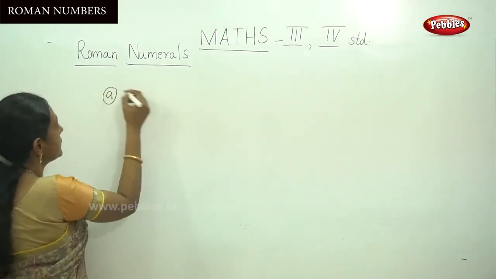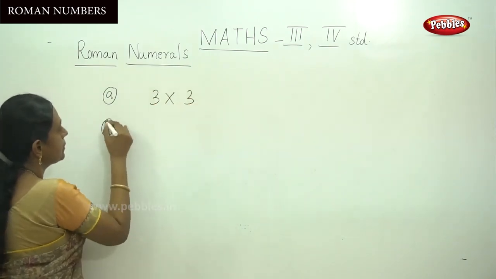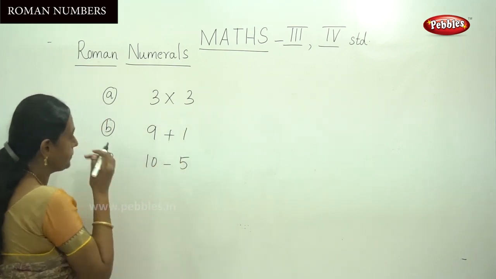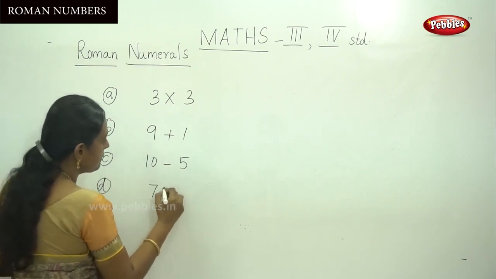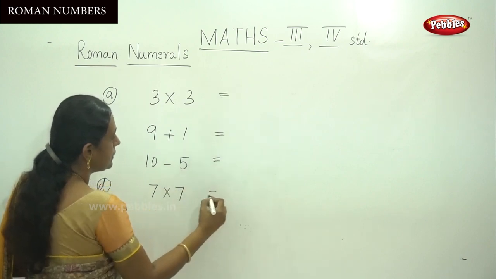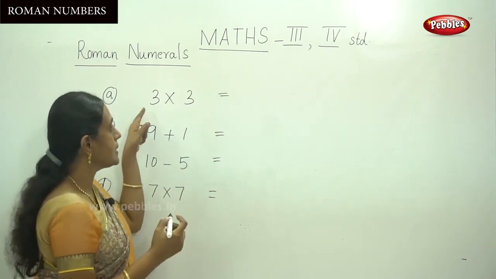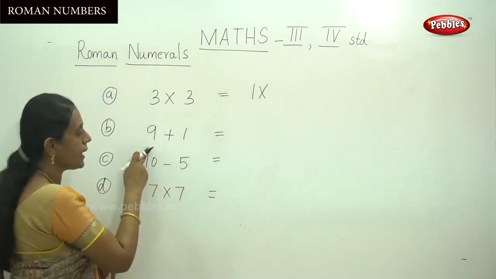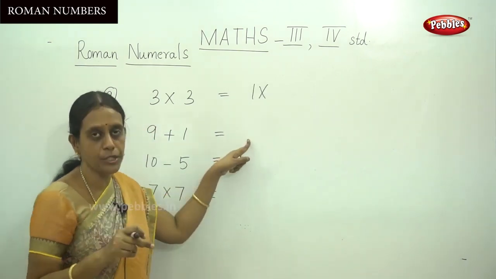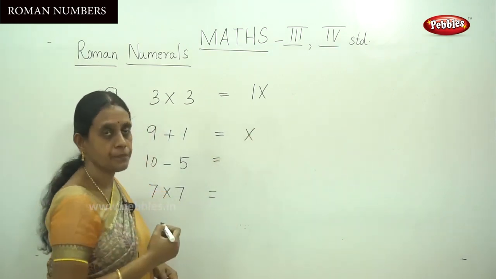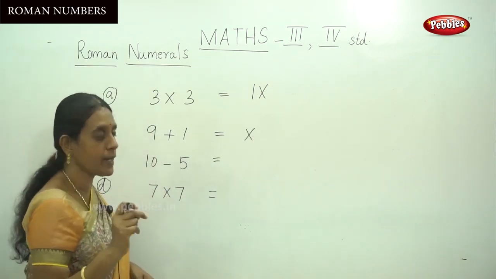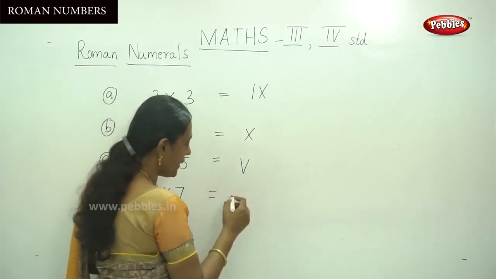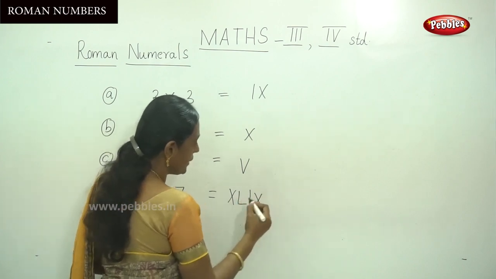For example, 3 into 3, 9 plus 1, 10 minus 5, and 7 into 7. You have to write the answer in Roman numerals. 3 threes are 9, so for 9, think and write the answer. Here 9 plus 1 is 10, write it in Roman numerals. Here 10 minus 5, the answer is 5. And here 7 into 7 is 49. For 40, that is XL, and 9, this is 49.